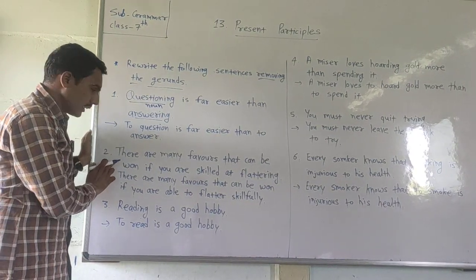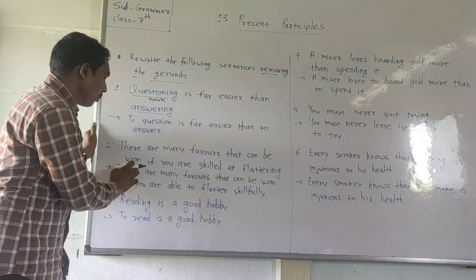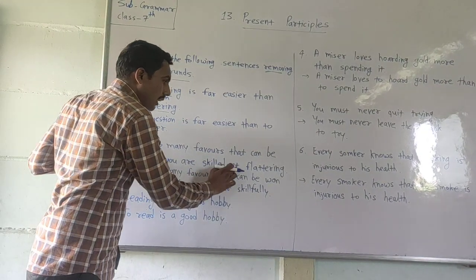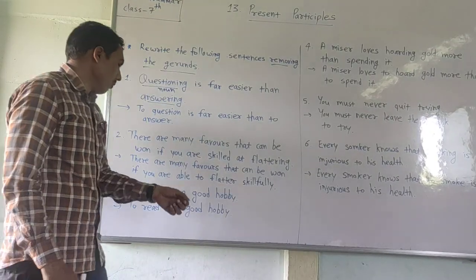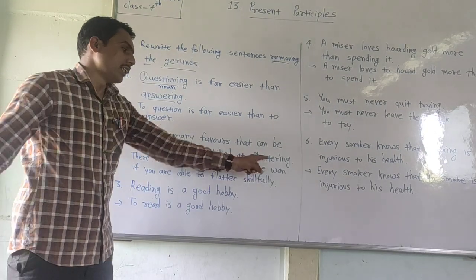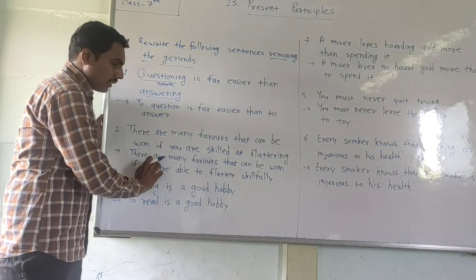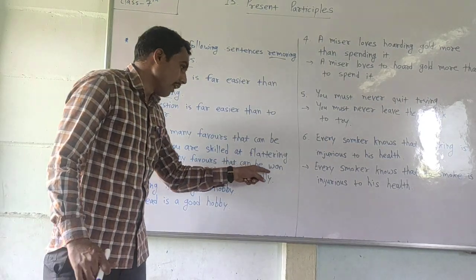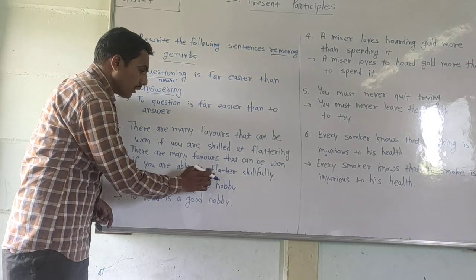Now the second sentence is here. There are many favors that can be won if you are skilled at flattering. Look here, flattering is a gerund. We want to remove that gerund. There are many favors that can be won if you are able to flatter.